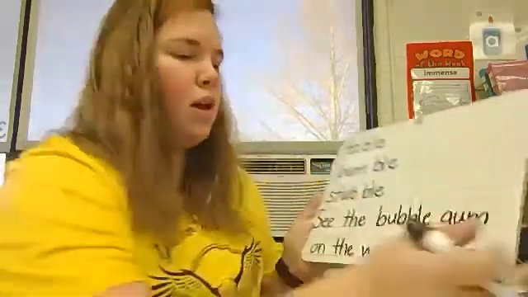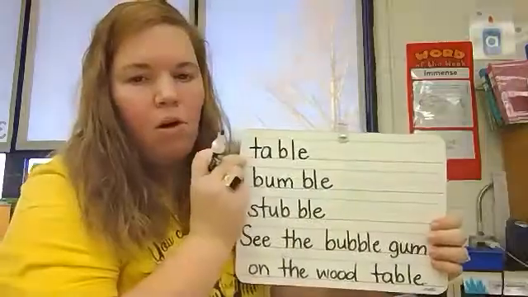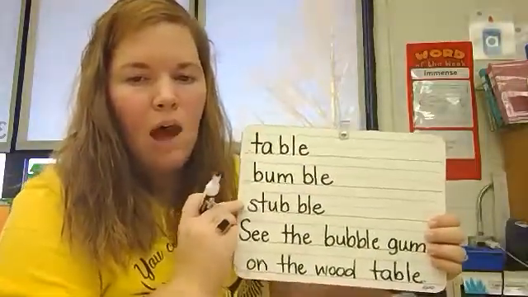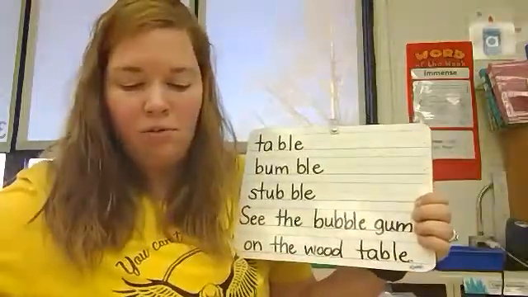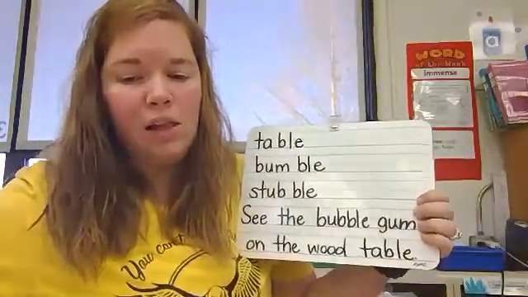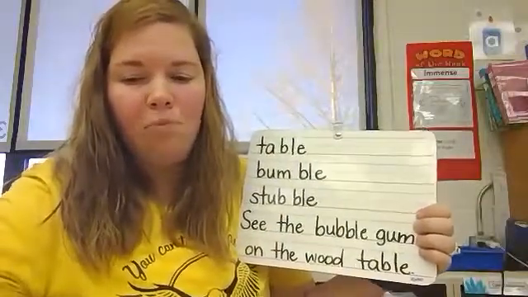All right, you can set your practice sheet aside. Echo these words and listen to the sound in the final position. Table, bumble, stubble. What sound do you hear in the final position of table, bumble, stubble? Do you hear the bull sound? Look at these words at the top of my board. Table, bumble, stubble. What is making the bull sound? B-L-E, that's right. B-L-E is a final stable syllable.